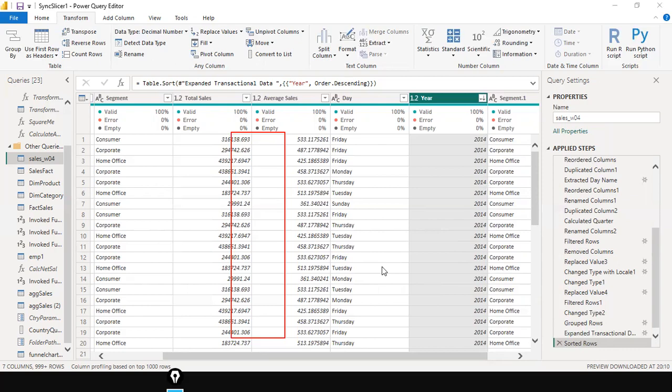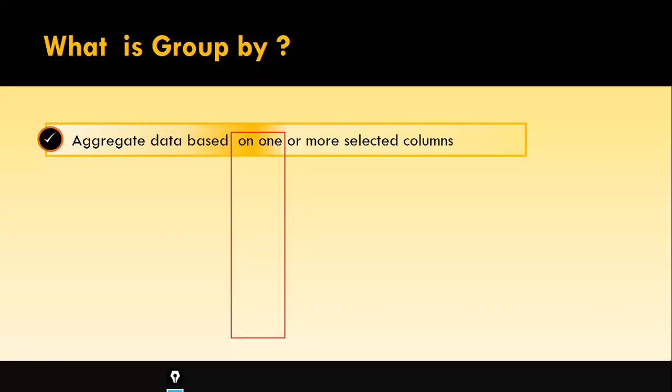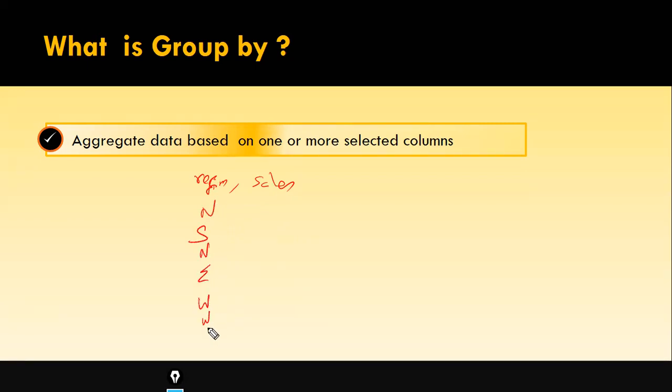Got it or not? I'll just write it here. I think most of you got confused. One second. So I have the same example: region, comma, sales. North, south, east, west. In the north I have 10, and here also 10. We'll put something like that, for the sake of learning.